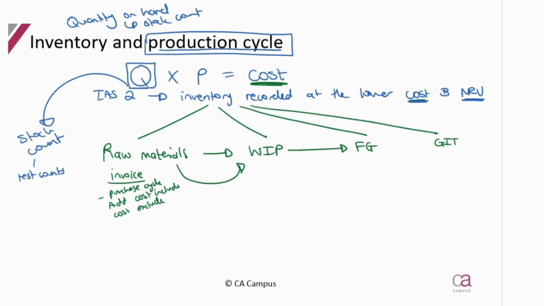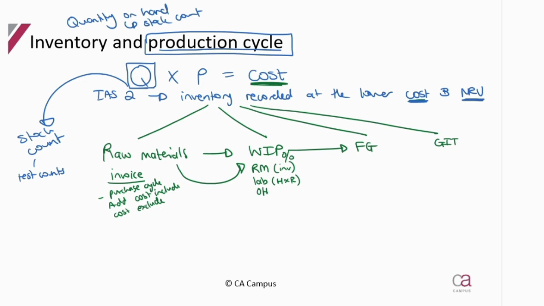And so work in progress is going to be made up of raw materials based on that invoice. It's also now going to have labor costs, which are going to be the hours times by the rate of your labor employees. And it's also going to have overheads. But the thing with work in progress is you're not 100% complete, so we're dealing with a percentage of what the final cost is going to be.